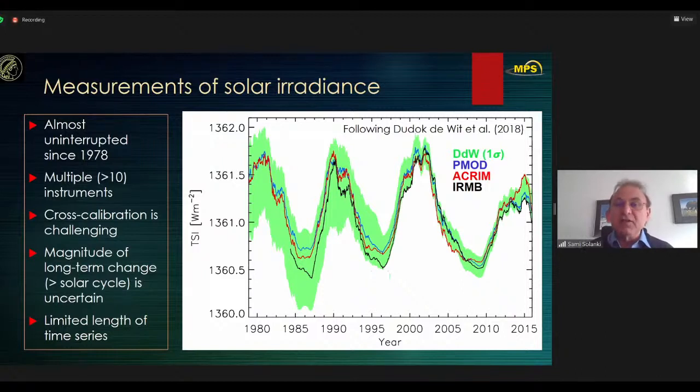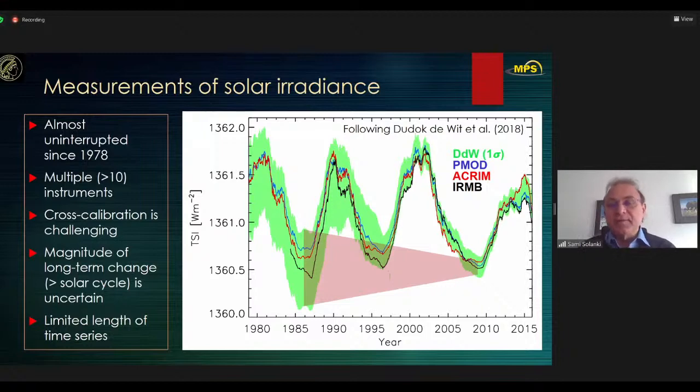So there's a large chance that the reality is lying somewhere within this green shaded area. And if I compare the minimum of around 1985 with that of 2009, irradiance could have decreased or it could have increased in that period of time. It's uncertain, even in this period where we have the measurements.